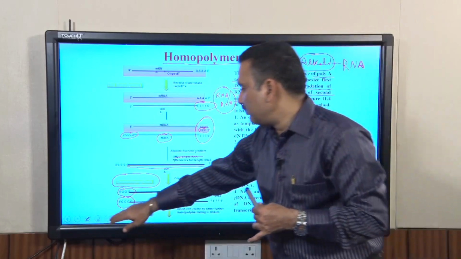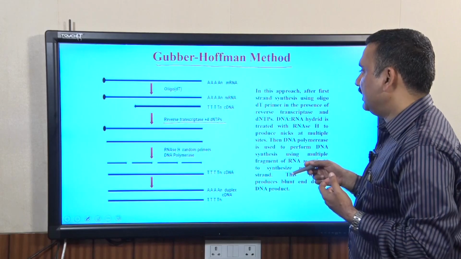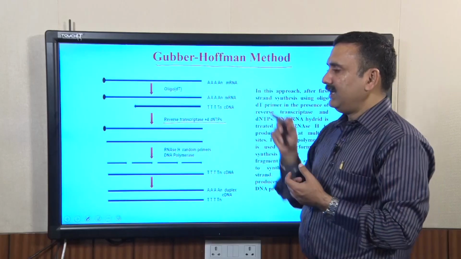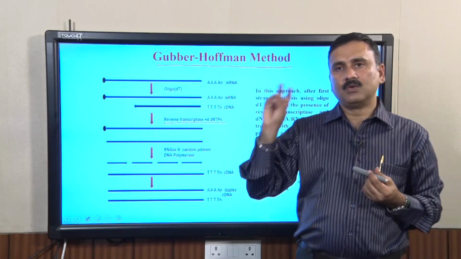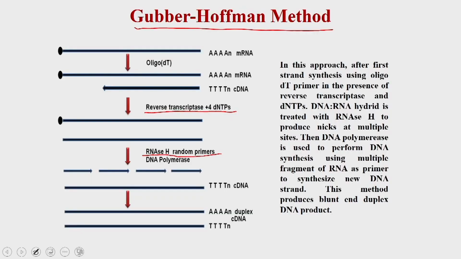Now, the next approach is called the Gubler-Hoffman method. In the Gubler-Hoffman method, it synthesizes the first strand using the poly T tail with the help of reverse transcriptase. Then in the subsequent step, instead of putting it into the alkaline sucrose gradient or alkaline sucrose solutions, you treat the solution with RNase H.